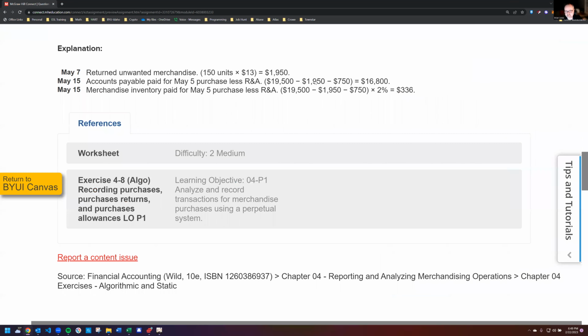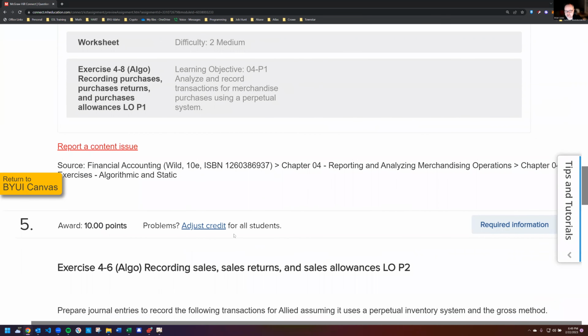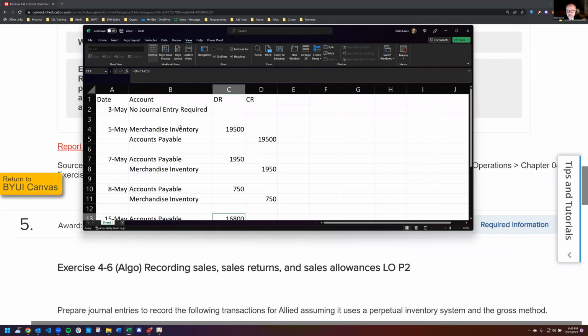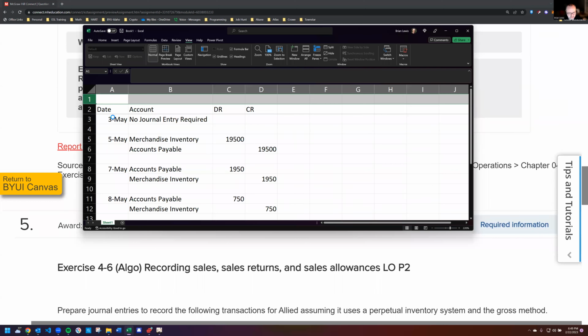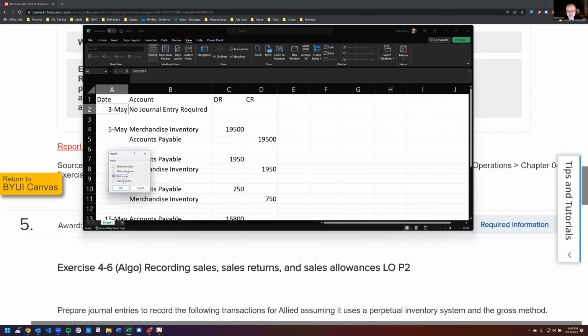Okay, so now we're going to prepare the journal entries to record the following transactions for Allied, assuming it uses a perpetual inventory and gross method. You can pretty much ignore this right now, but Allied, right? So Allied, we're going to do the same thing, but on the Allied side. So I'm going to keep this. I'm actually going to insert, and this is the entire row.